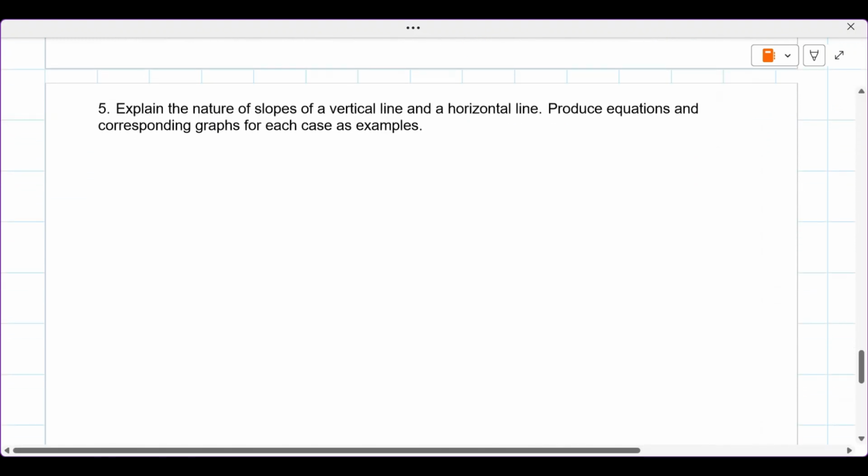Question 5. Explain the nature of slopes of a vertical line and a horizontal line. Produce equations and corresponding graphs for each case as examples. So what do we know about the slopes of a vertical line and a horizontal line? Maybe we can come up with examples first, and then we can find the slope.